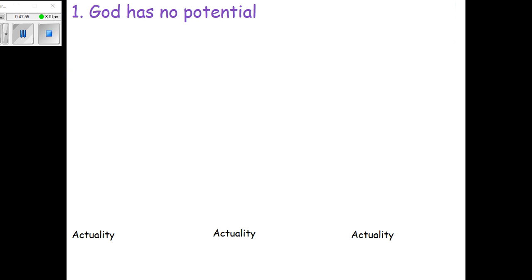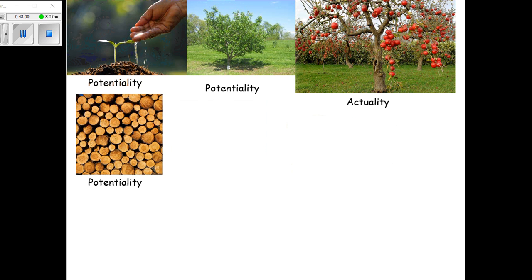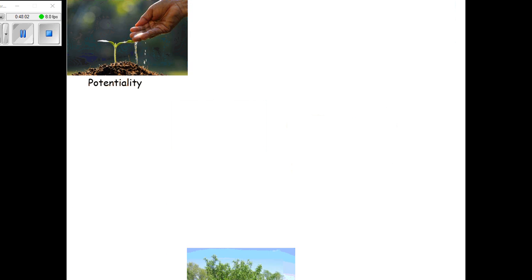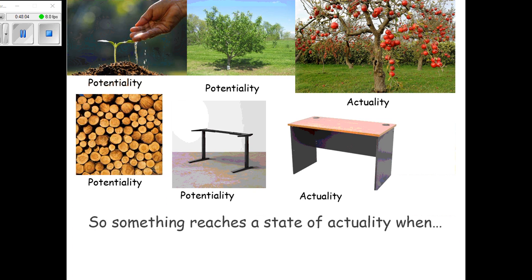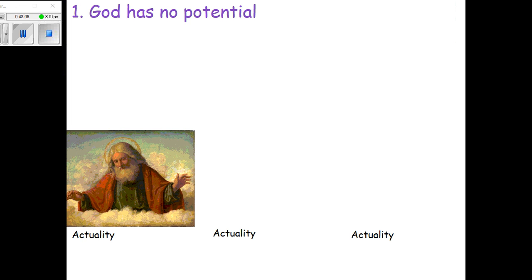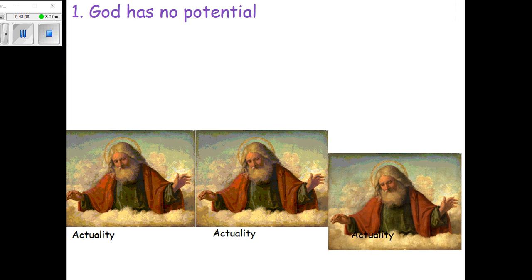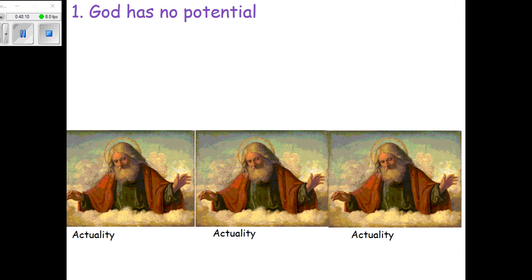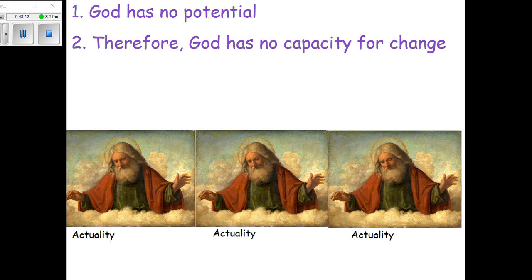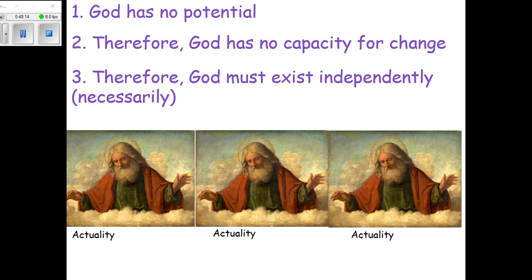God has no potential. Because if he had potential, he would at some point be less than God. And God can't be less than God. So God is always himself and never changes. He's pure actuality. So God must exist independently or necessarily of the world.